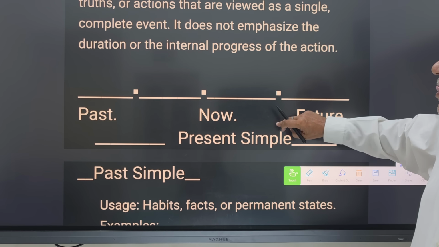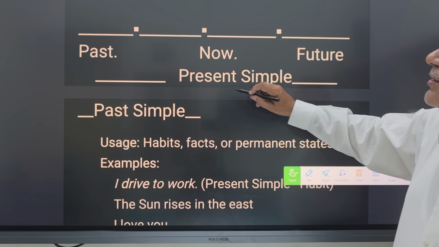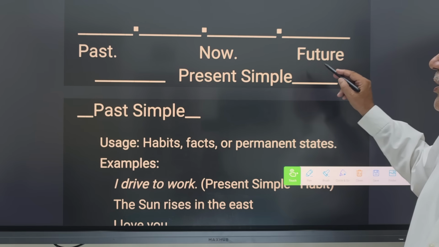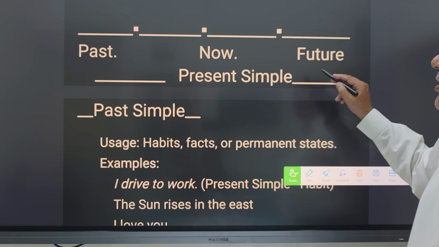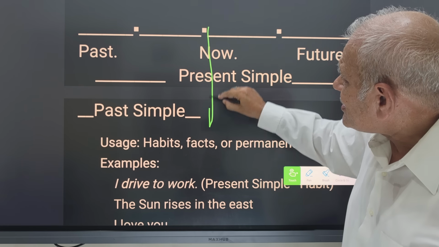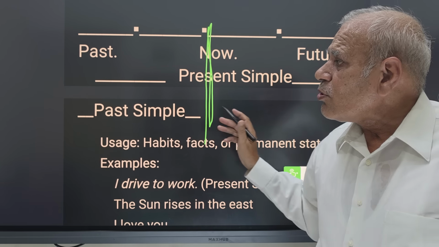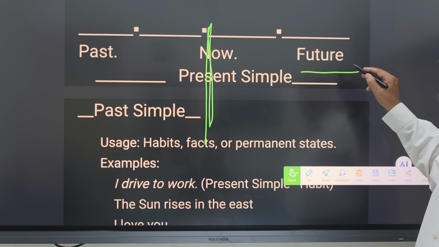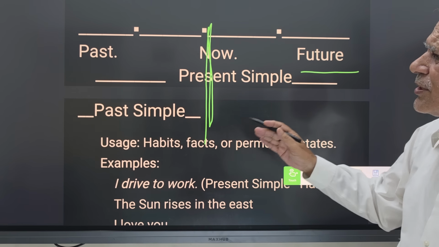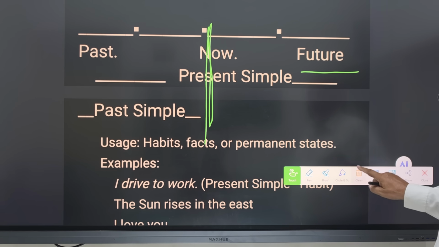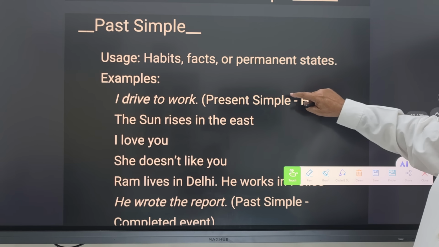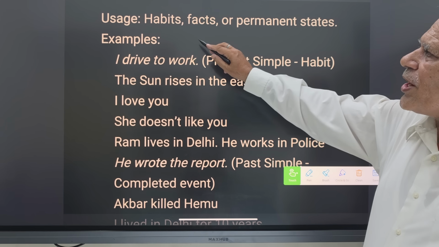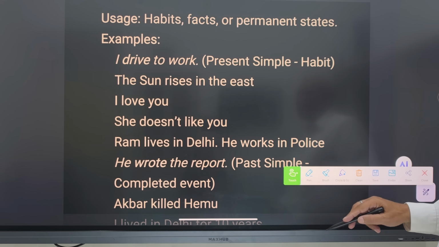So see, this is the number line, past, now, future. Present simple spans all these, past, now and future. While past simple is restricted to this only, leftward, or future simple to this or sometimes a little bit here and there. So see, uses. Present simple is used for habits, facts or permanent states.